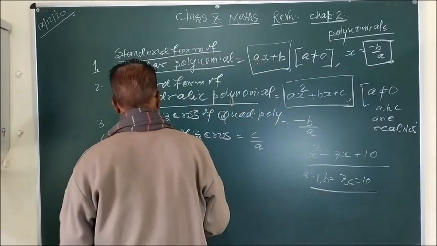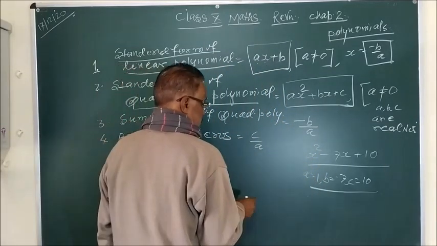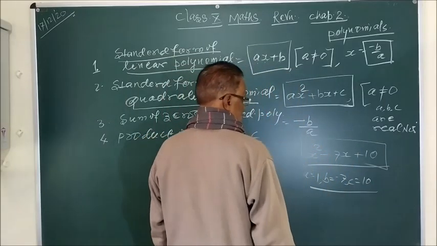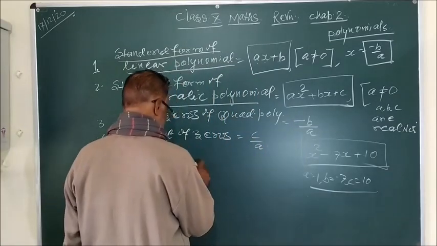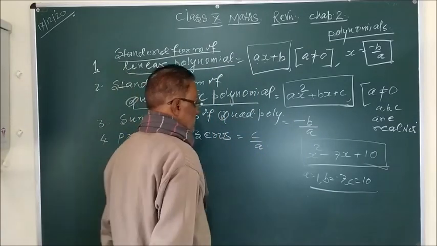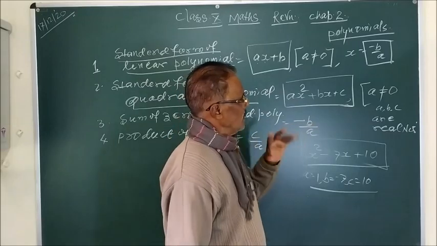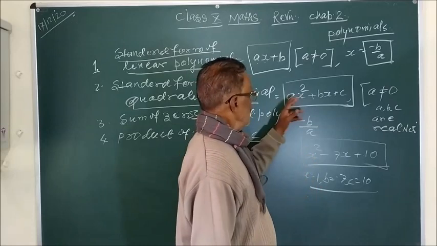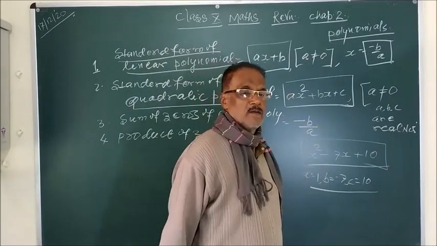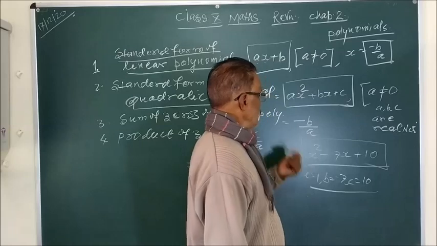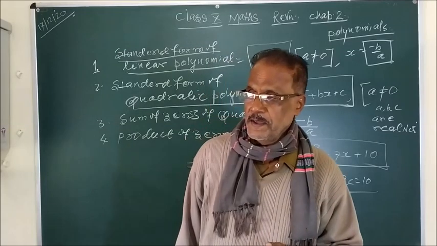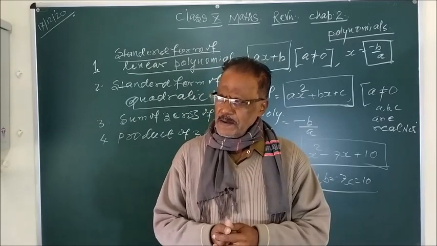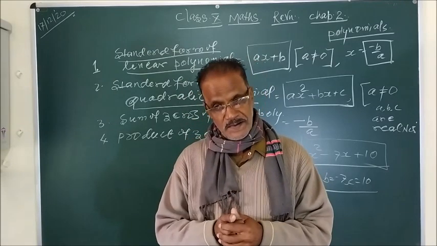So, suppose you have to find the zeros of this polynomial, how will you find the zeros? How will you find the values? In a linear polynomial, the number of values of the variable will be 1. In a quadratic polynomial, the number of values will be 2. In a cubic polynomial, it will be 3. So you can understand the number of powers is equal to the number of zeros.